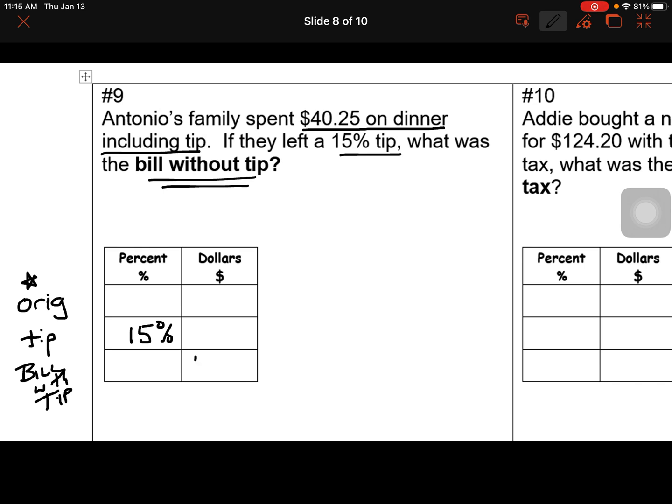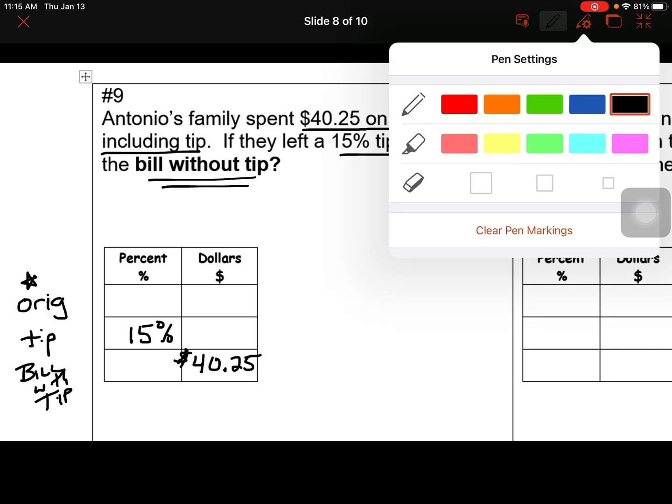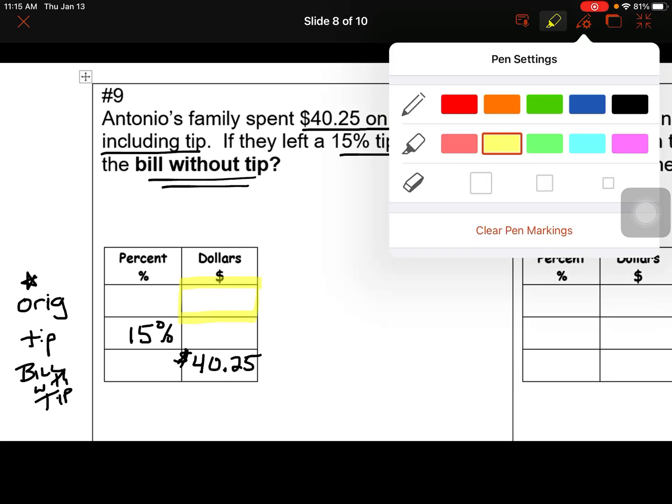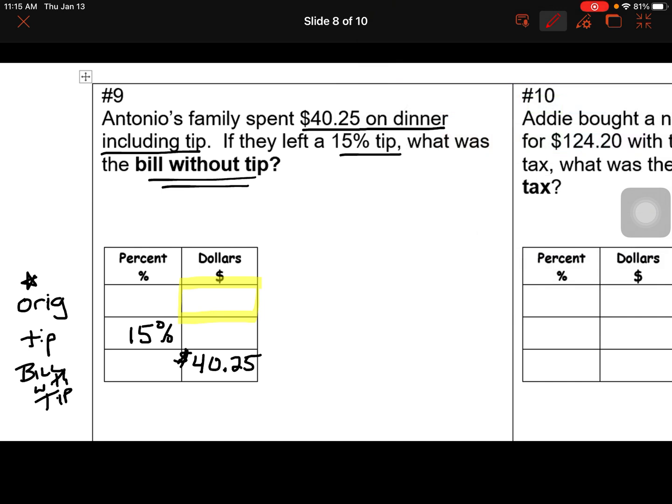Well, they gave us the bill with tip, which would be our dollars column, and we're going to put it here, which is $40.25. The reason why we're using this table is it gives you a visual of where you're trying to work. If I'm going to work backwards, I need to do 100% of the original cost to get to this box right here. And so this box down here at the bottom would have been the $40.25 is 115% of this original. Now we have the information we need, and we can work backwards.